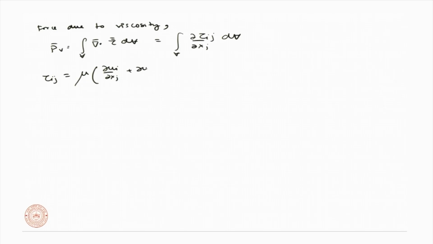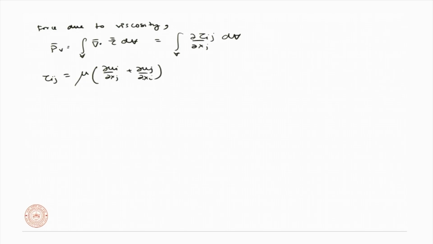Okay. So, the viscous force is the integral over volume of the divergence of the shear stress tensor dV, which is the deviatoric component of the shear stress tensor, that is, the integral over volume V of del tau ij by del xj dV. Now, what is this tau ij? This tau ij term is equal to mu times del ui by del xj plus del uj by del xi.